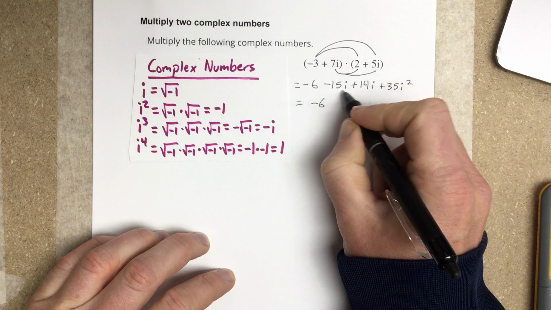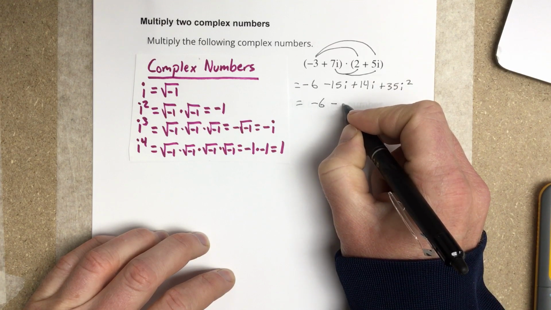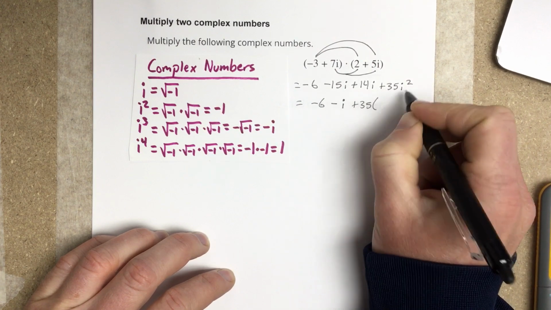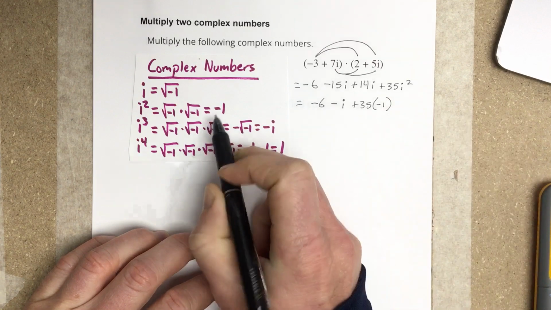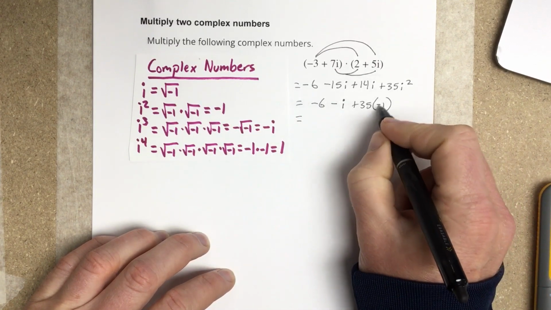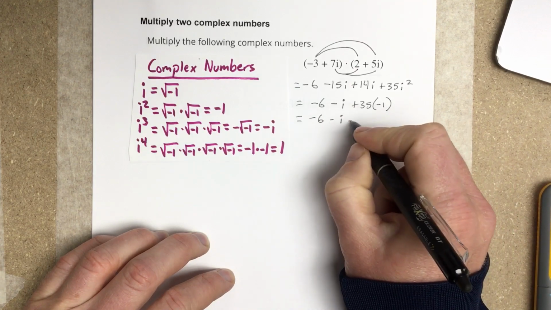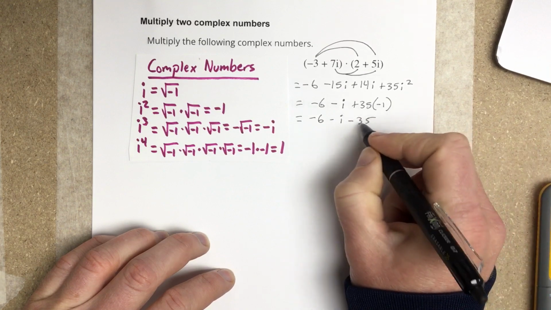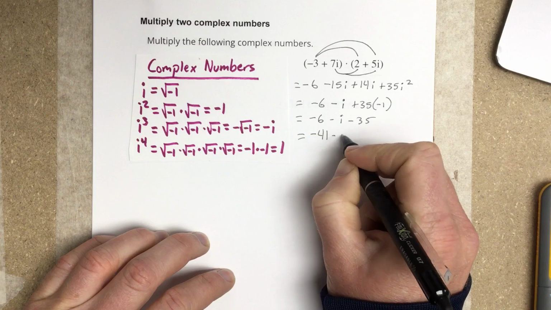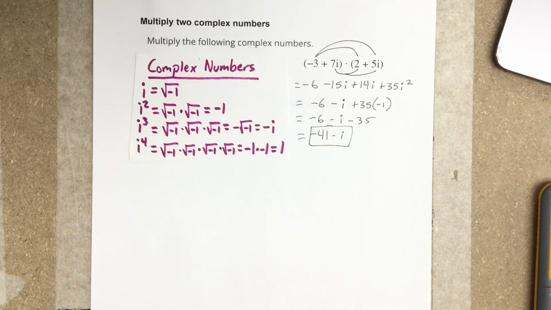-6, -15i plus 14i is -i, and then plus 35 i squared. i squared is -1, so I'll replace the i squared with -1. That is -6 minus i minus 35. Combine those two things together, -6 and -35, I get -41 minus i. And that's how you multiply complex numbers.